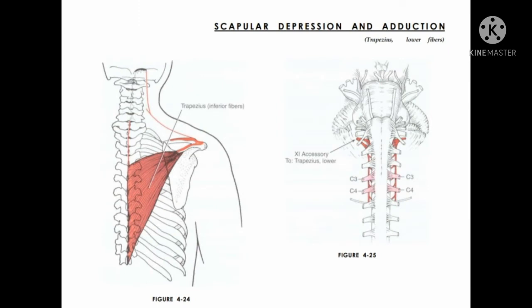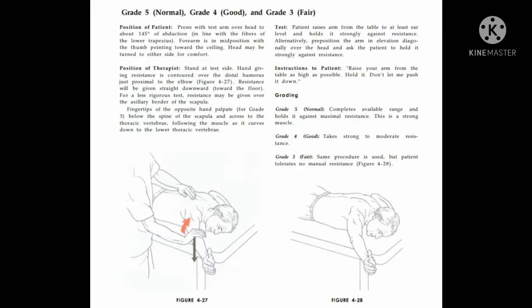Scapular depression and adduction, muscle responsible is lower fiber of the trapezius. Patient position, prone with the test arm over the head to above 145 degree of abduction. Forearm is in mid-prone position with the thumb pointing towards the ceiling. Head may be turned to either side for patient comfort. Therapist position, standing at the side of the patient. Resistance is given in the downward direction over the distal end of the humerus.